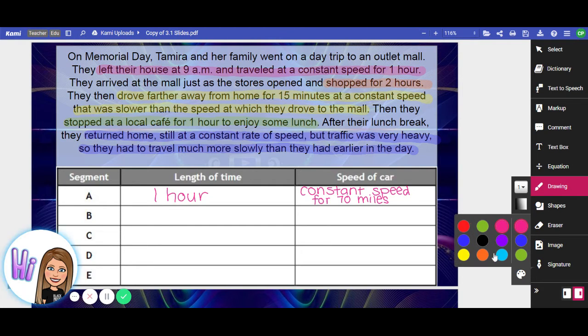So the next segment I have highlighted in an orange color, and this is where they arrived at the mall and they shopped for 2 hours. So our length of time is 2 hours, but because we're not going anywhere, we're just stopped in the mall and we're shopping, we're not driving further away, we're staying in that same spot, the speed is 0.